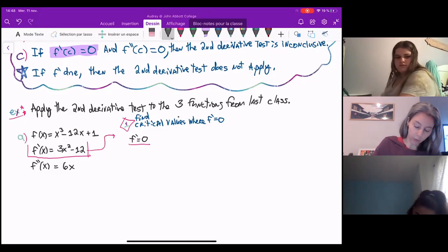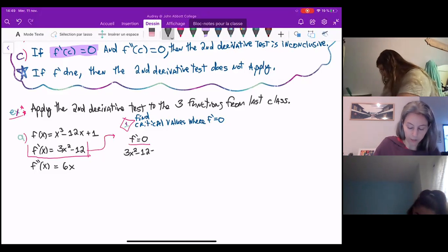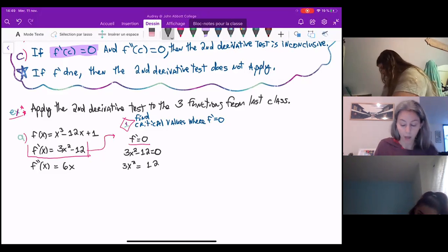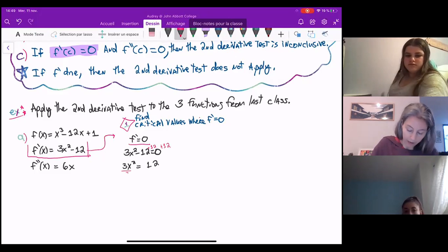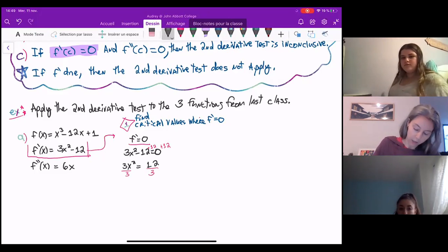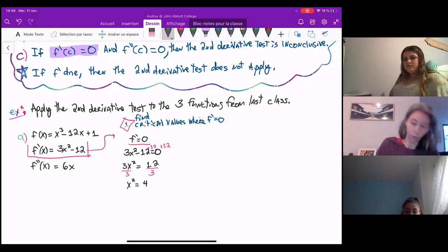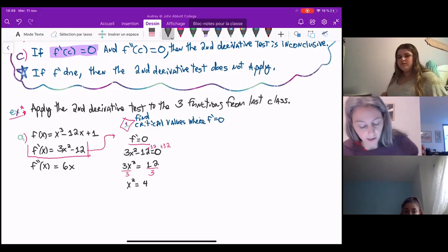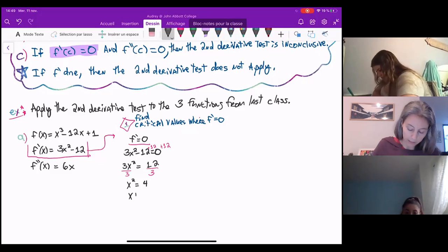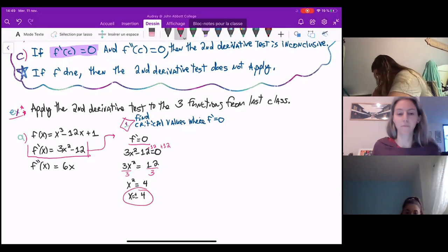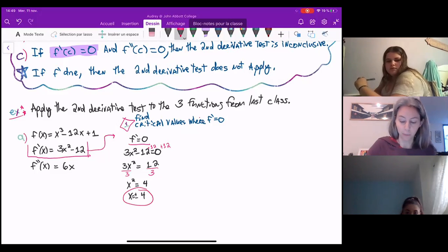So I have 3x squared minus 12 equals 0, which means 3x squared is equal to 12. I just add the 12 over to the other side, and then here I'm dividing by 3. So I get x squared is equal to 4. And if x squared equals 4, what x values does that give me? Plus or minus 4. So I get x is equal to plus or minus 4. So those are my two critical values where f prime equals 0. Oh, thank you. Plus or minus 2. My bad.